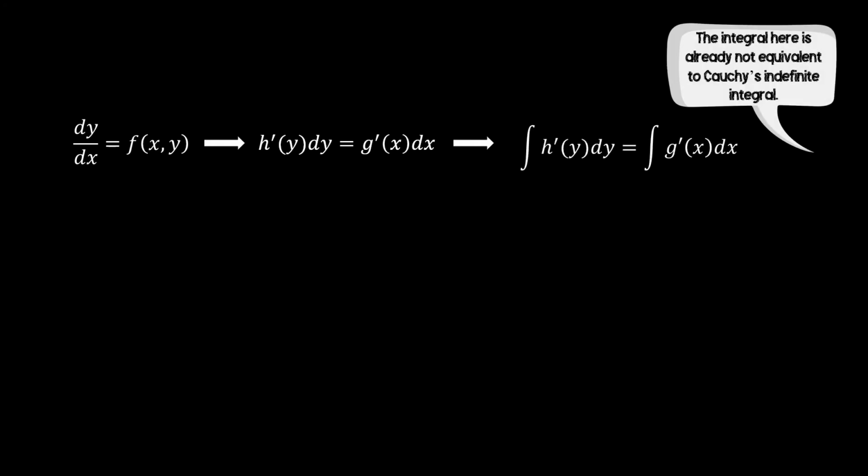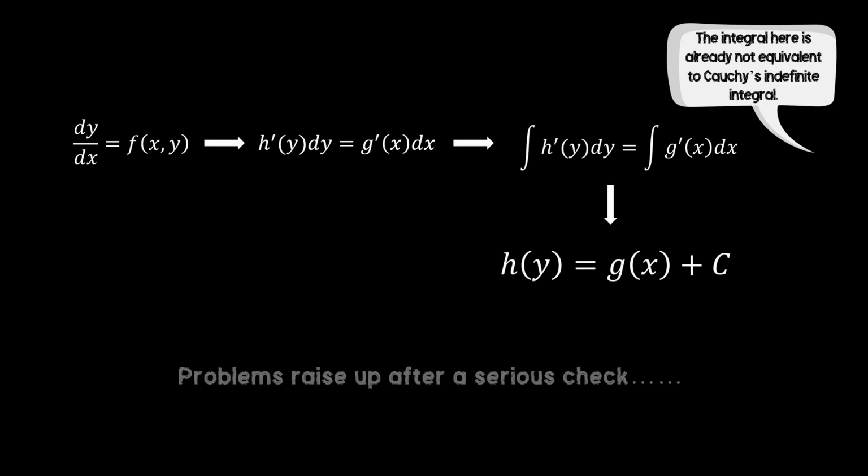After separation of variables, the ordinary differential equation is converted into this form. Then we take integrals at both ends, thus we get the general solution h(y) = g(x) + c. However, problems arise after a serious check. The original ODE implicitly determines a function y = f(x), and we can write it in this form.